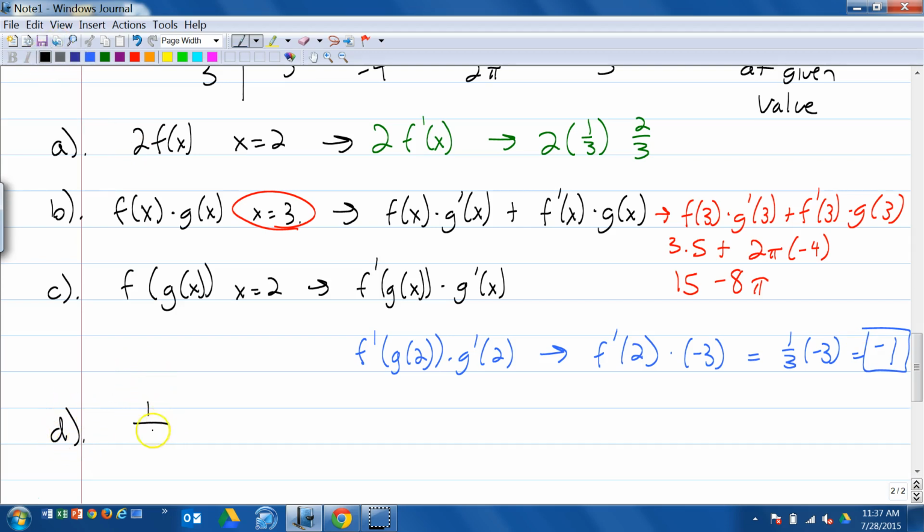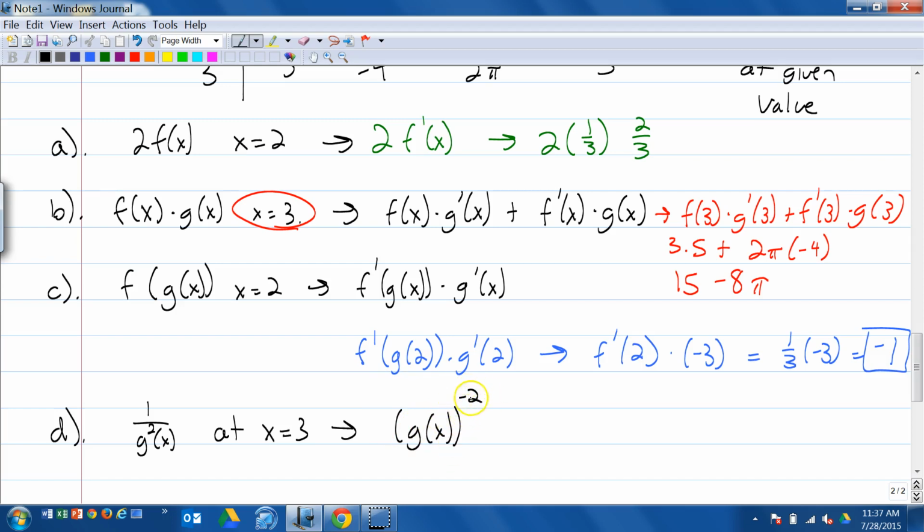If I give you something that's 1 over g squared of x, okay? This has to be a chain because that whole function's being squared. It's not just x squared now, it's a function being squared. And this will be at x equals 3. So first things first, I like to rewrite these if it's just one piece, bring it up, write it as a negative exponent. So this becomes g of x all to the negative 2.